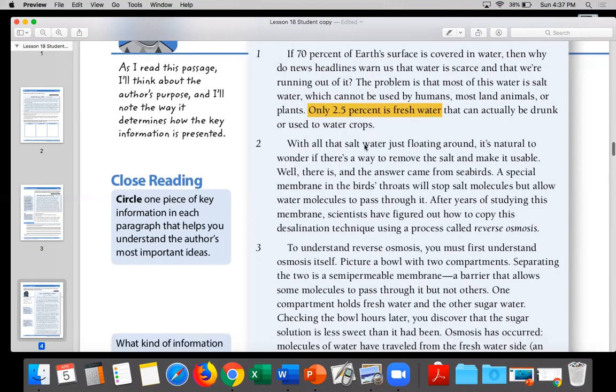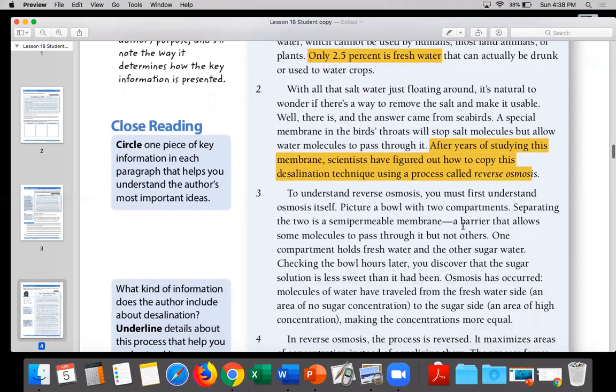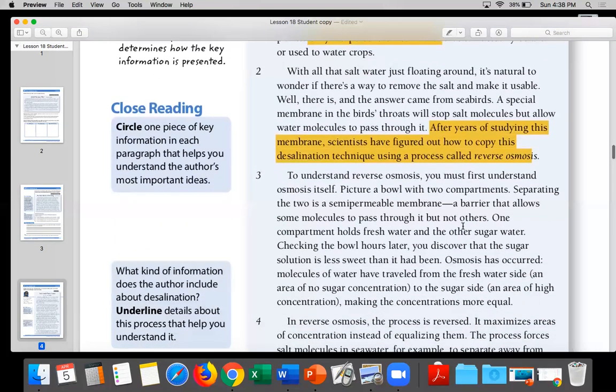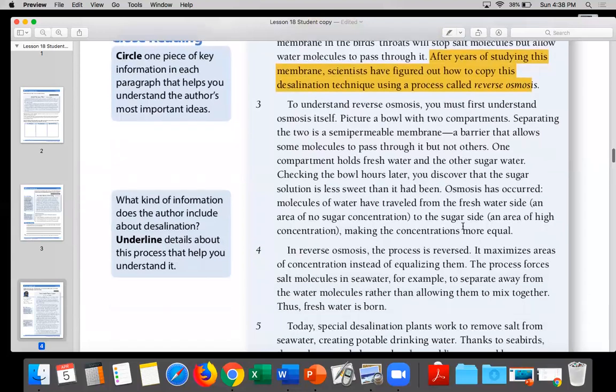Then, paragraph 2, what's our big important thing, our key information in paragraph 2? After years of studying this membrane, scientists have figured out how to copy the desalination technique using a process called reverse osmosis. I didn't mean to not highlight the end of it, but that's okay. All right, so they figured out how they can do what the seabirds do.